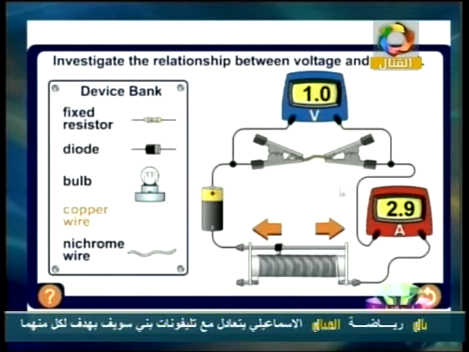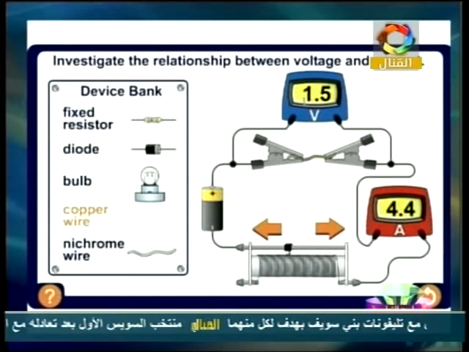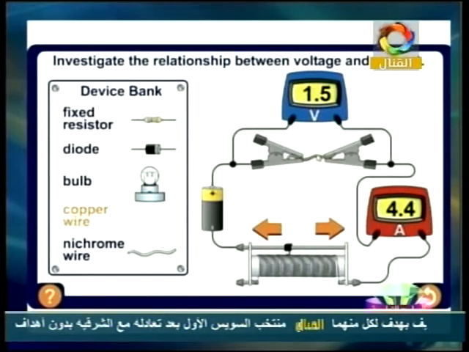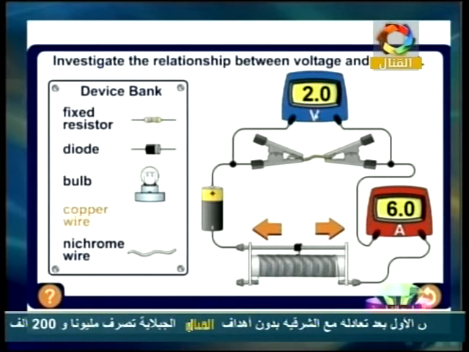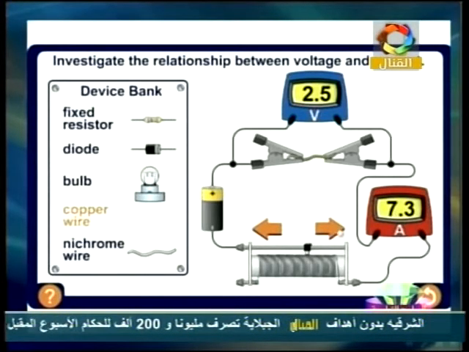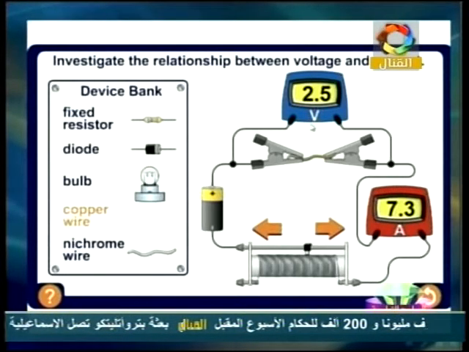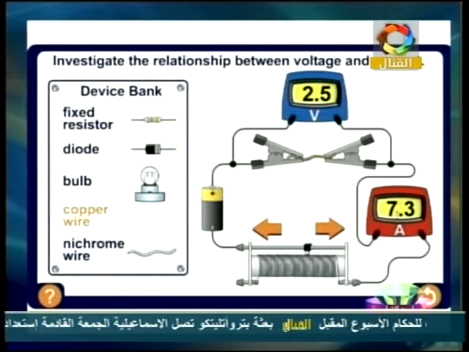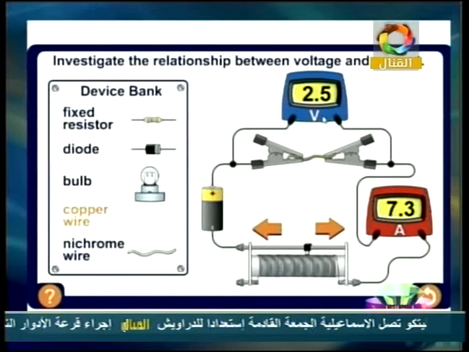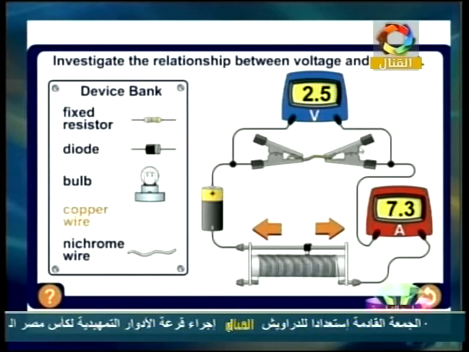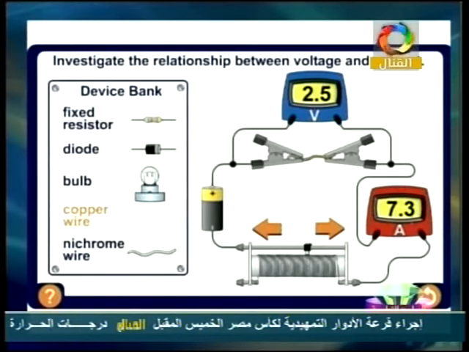Let us see the third step. It's 4.4 amperes and 1.5 volts. It increases also. And after this we have 6 amperes and 2 volts. Here we have an increase of amperes with the increase of the volts. Why? Because the electric current intensity increases with the potential difference. So here we have a relation between the voltage or potential difference and the electric current intensity.